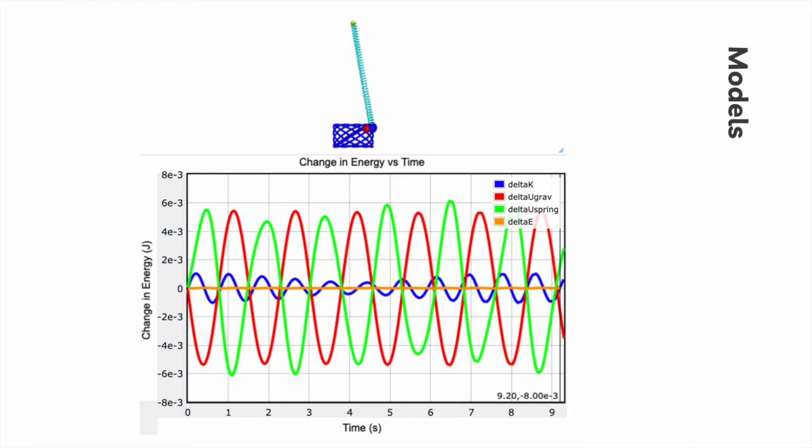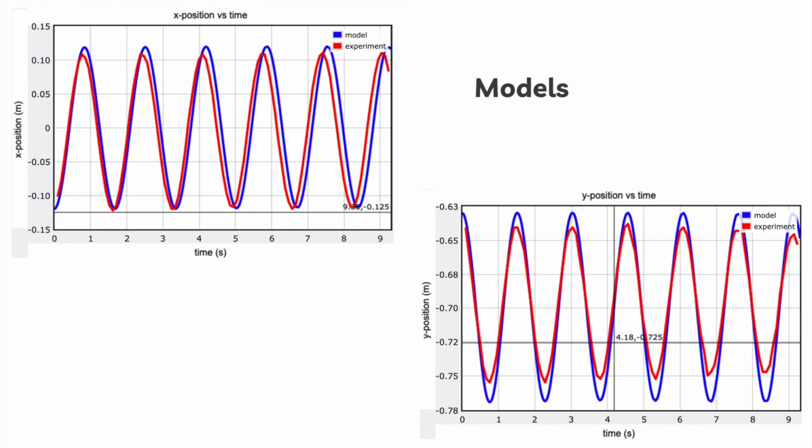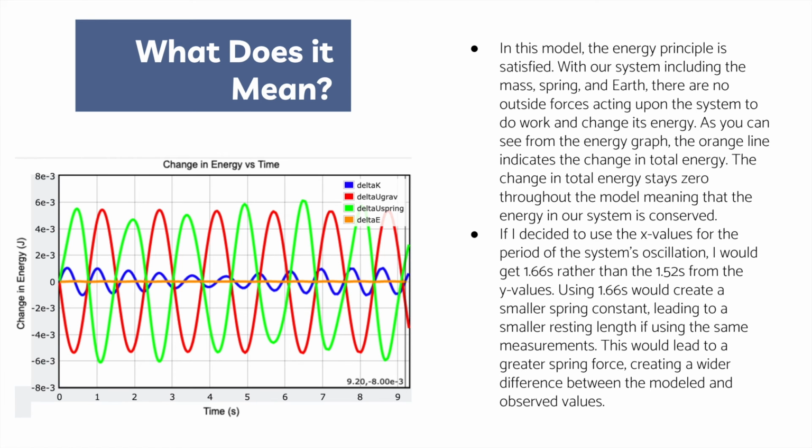So using this model, we can see here the system and the setup of our model and the total path, the path that our mass follows. We can also see the change in the energies shown in this graph, and notice how the change in total energy is always 0 throughout the oscillation. We can also see the x position versus time and the y position versus time of the model and our experiment. So what does this all mean?